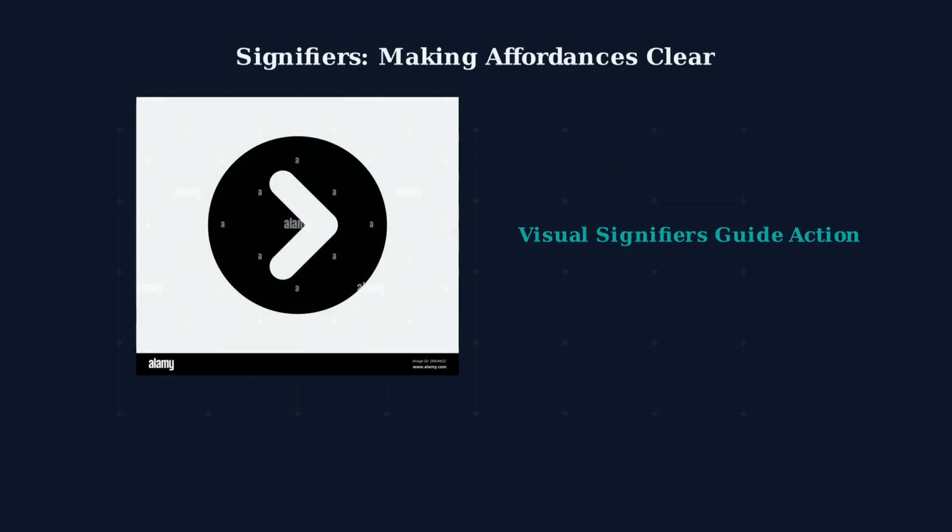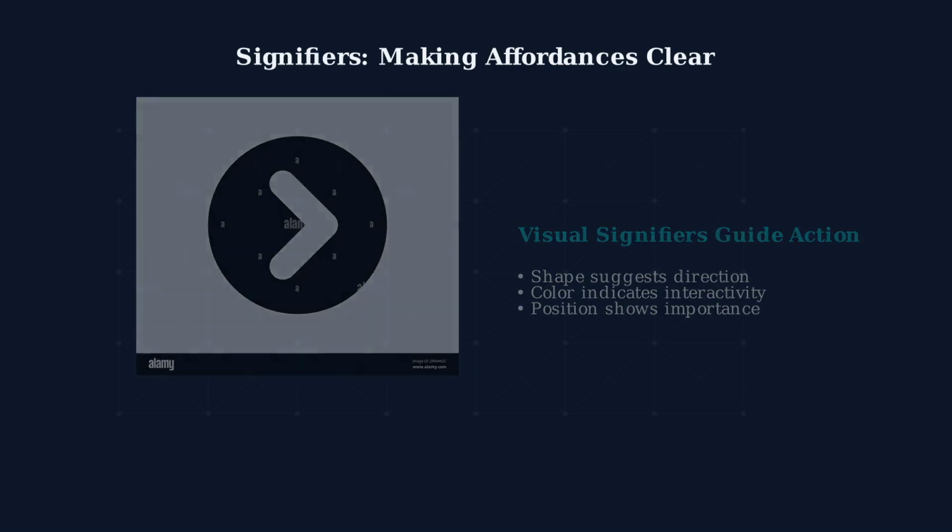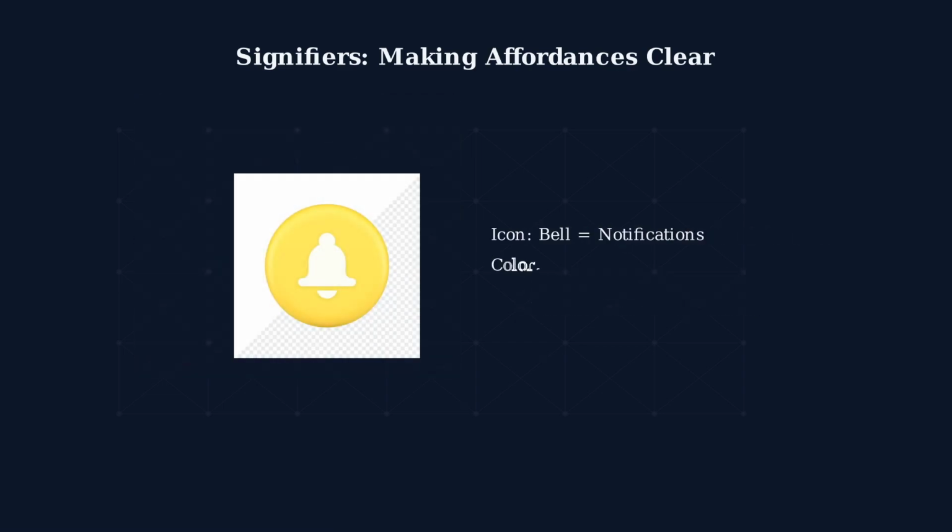Visual signifiers are everywhere in digital design. Consider this simple arrow button. The arrow shape immediately communicates direction and action. It tells users exactly where their click will take them. Here's another example, a notification button. The bell icon is a universally recognized signifier for alerts and notifications. The yellow color adds urgency, while the raised appearance suggests it can be pressed.